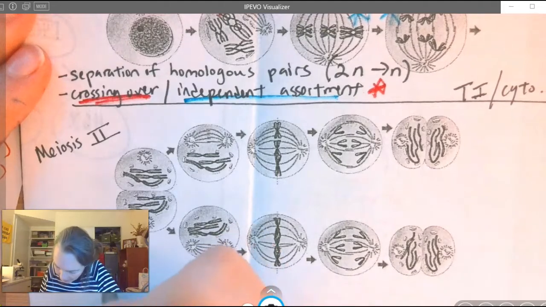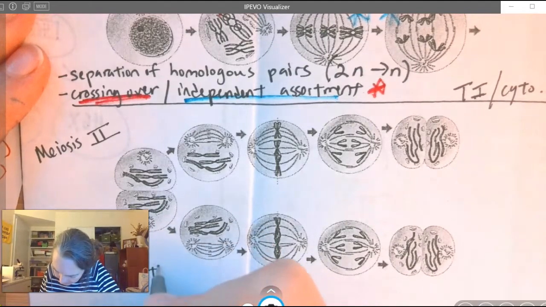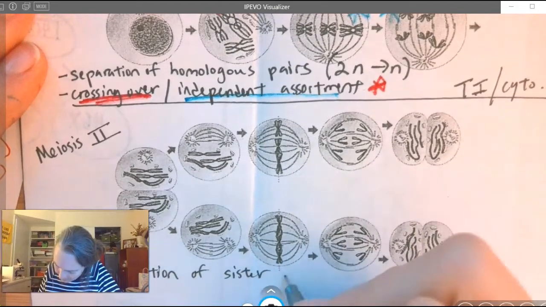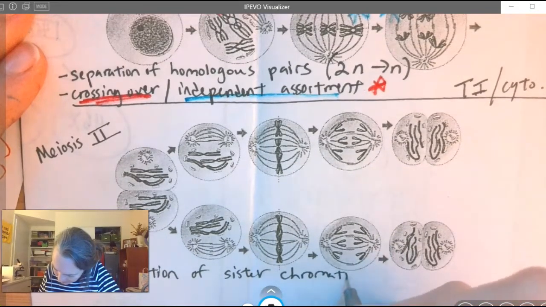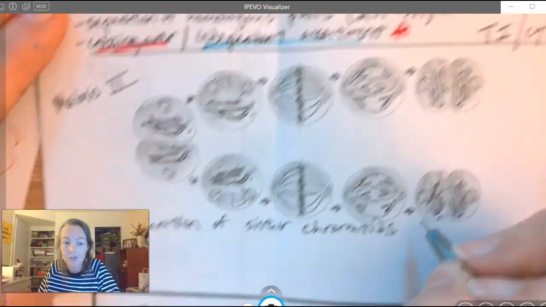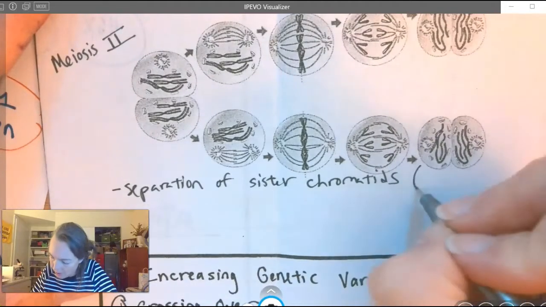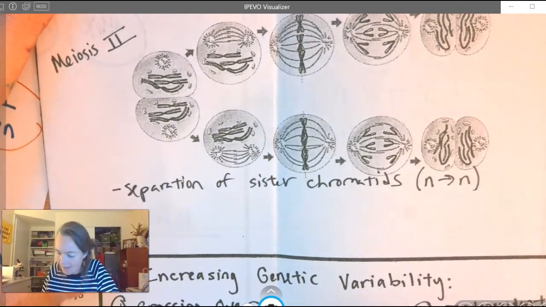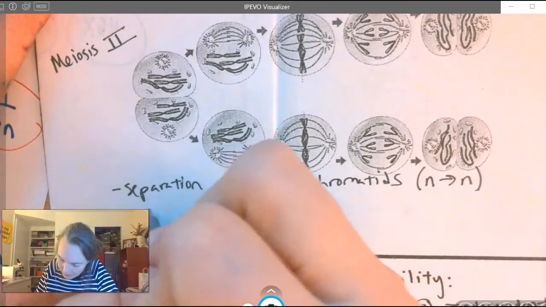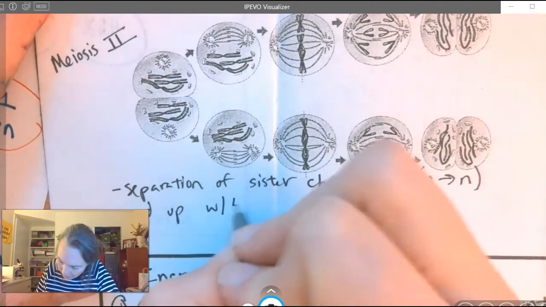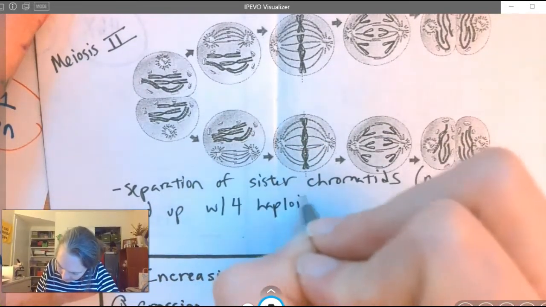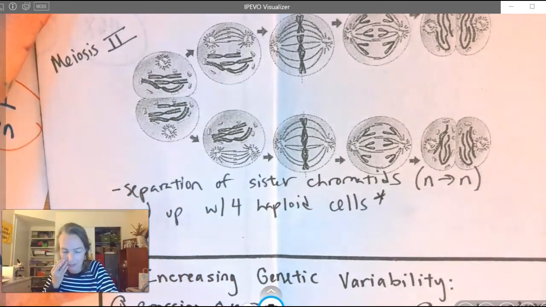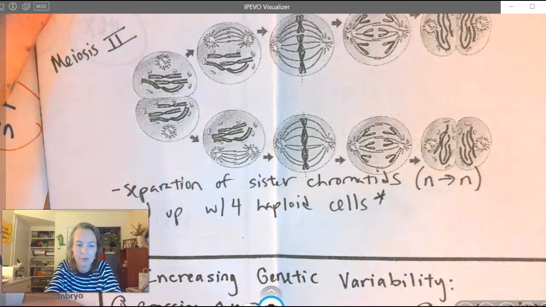We are separating the sister chromatids, the 2 sides of the chromosome. So we don't change chromosome number really in meiosis 2. We just go from haploid to haploid. Okay? And in the end, we end up with 4 haploid cells, and we'll put a little asterisk next to that because there are some exceptions to that as well. So that's the process of meiosis.